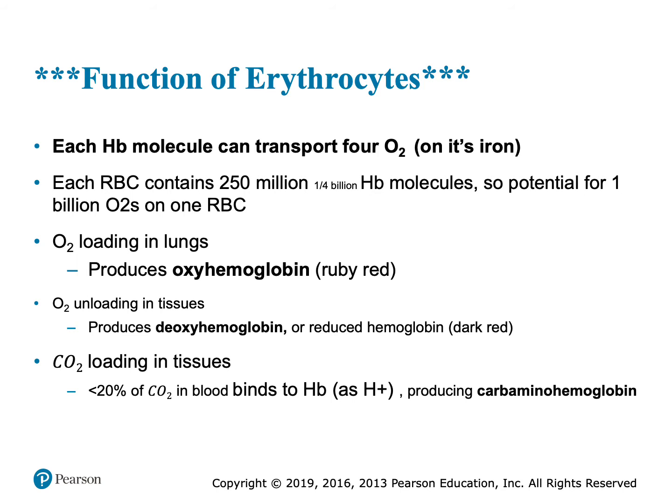Okay, so the purpose of these erythrocytes is to carry the oxygen. Each red blood cell has 250 million hemoglobin molecules, and so that's 1 billion oxygen molecules in one red blood cell. When it's full of oxygen, it's going to be called oxyhemoglobin. When it has let go of its oxygen, deoxyhemoglobin. Sometimes carbon dioxide binds to hemoglobin as a hydrogen ion, and that's going to be called carbaminohemoglobin. That's not how carbon dioxide prefers to travel, though.